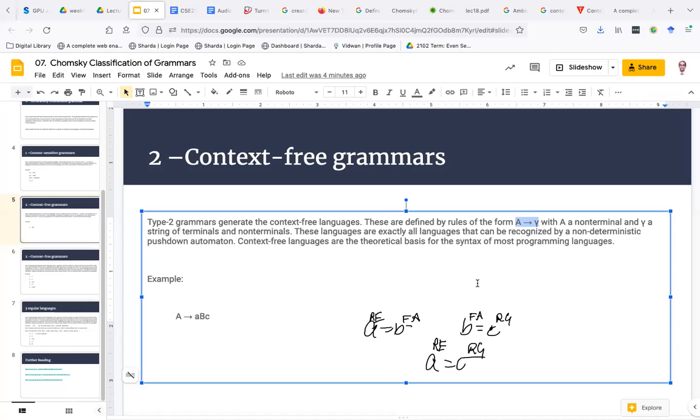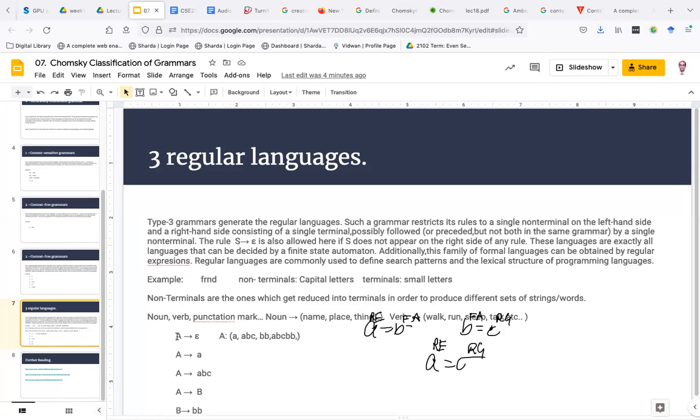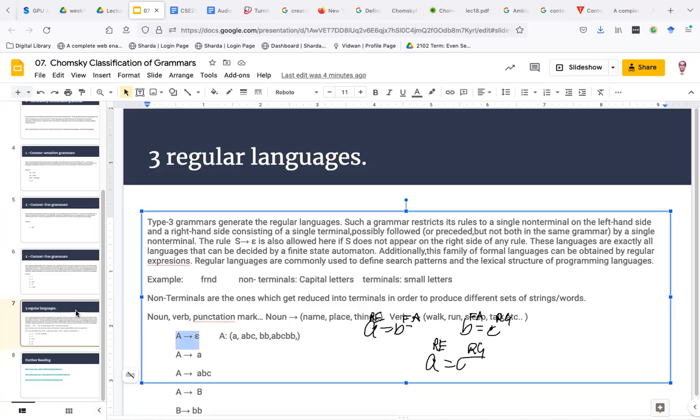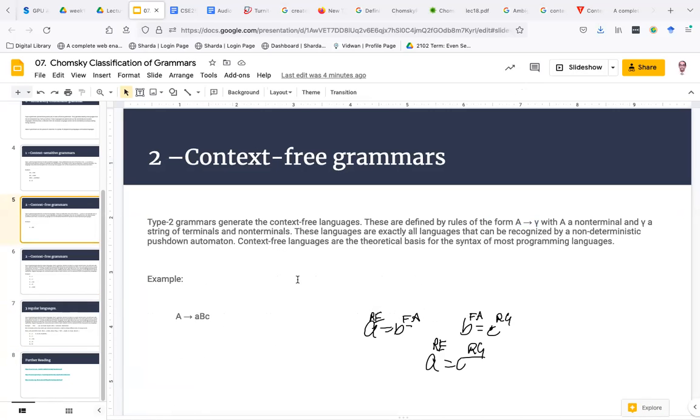कुछ भी हो सकता है, doesn't matter. Still, I mean CFG में ये वाला rule is not allowed. This thing is not allowed. ठीक है, ये थोड़ा ध्यान रखना. CFG are the theoretical basis for the syntax of most programming languages. So we understand this thing.